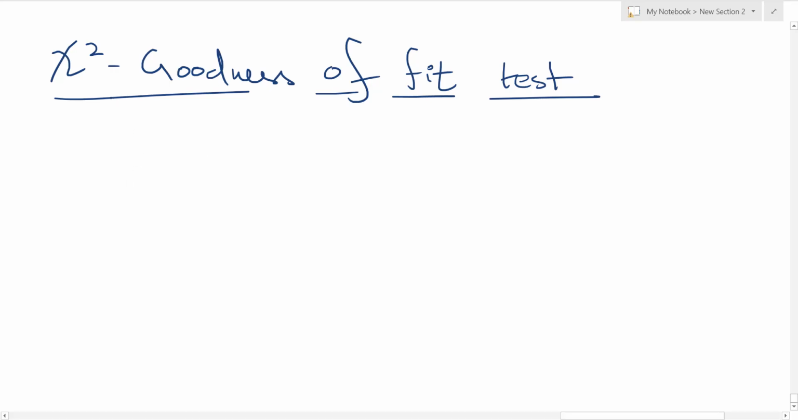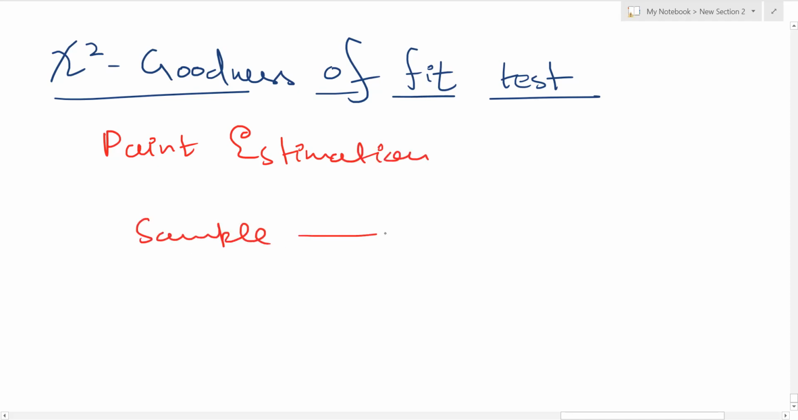Okay, so now I'm going to start with the chi-square goodness of fit test. This is a particular type of hypothesis test that is related to what we studied in chapter number 7. In chapter number 7, we dealt with point estimation, wherein based on a sample, we used to estimate population parameters.